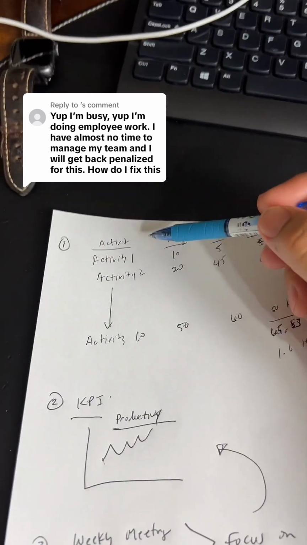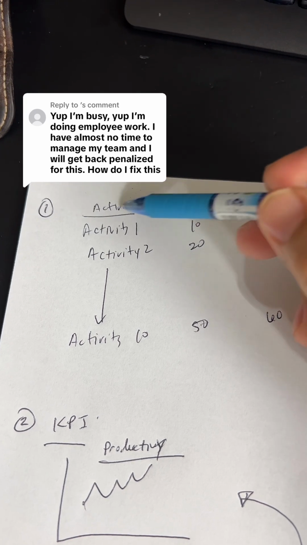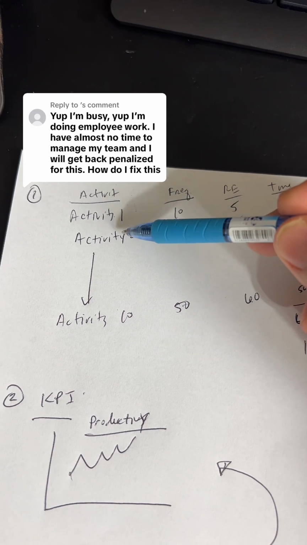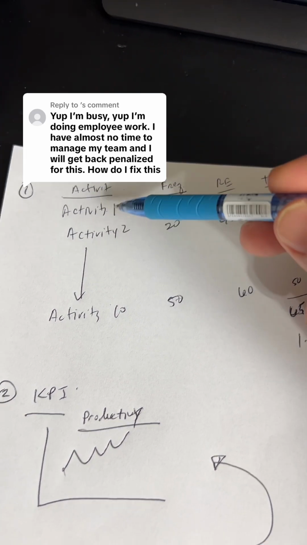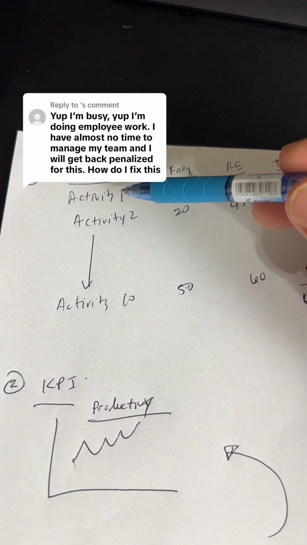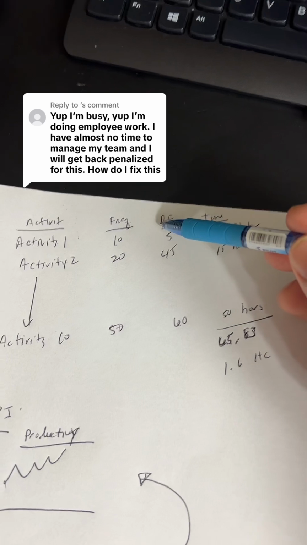The first step you have to do is you have to understand what the activities are. So on a sheet of paper, you summarize all the activities, right? You have activity one, activity two, all the way to 10, depending on how many activities, and these are jobs. How many jobs do you have that you're responsible for or that your team is doing? Then you put the frequency.